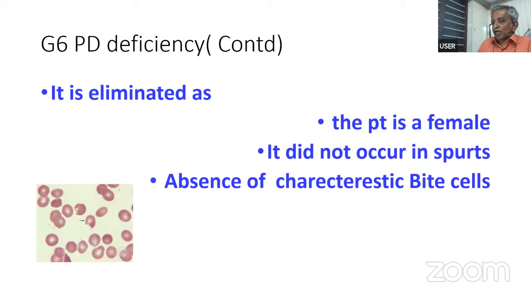Indirect clues are antibody and the bite cells and hemighost appearance. This patient is not having it because the patient is a female. It did not occur in spherocytes and spurs, and there is absence of characteristic cells. So we have eliminated that possibility.